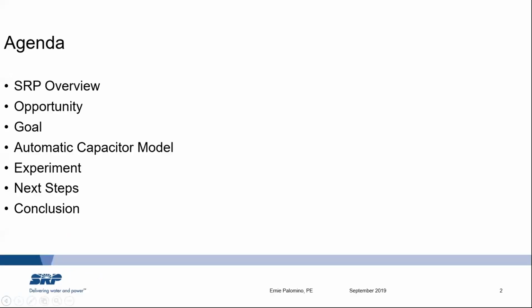So first I'll give a little overview of SRP. What was the opportunity? What is the problem we're trying to solve? Our goal, what do we want to accomplish? Talk about the Synergy model with automatic, also known as switched, capacitors. What was my experiment? Conclusions, next steps.